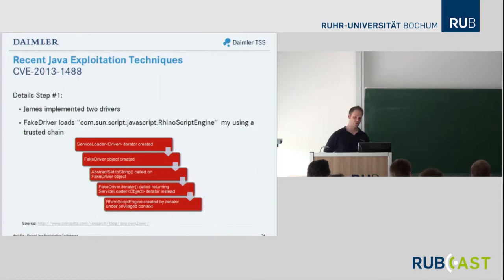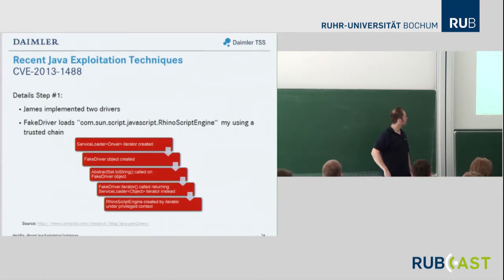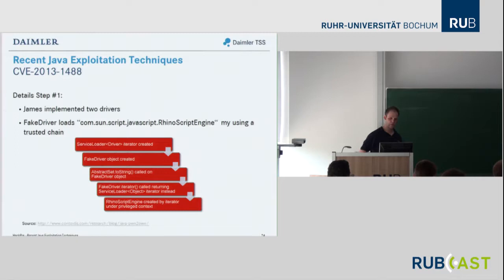The service loader class will create the driver object, so the one which is specified in the META-INF directory. The fake driver object is created from there. Later on, the AbstractSet toString method is called on the fake driver object. Then the iterator's next method is called, and the Rhino script engine object is created under a privileged context.